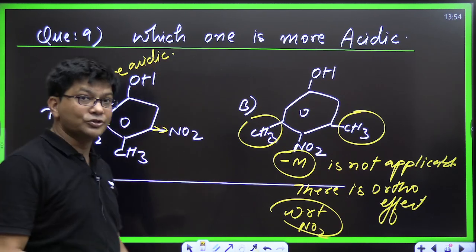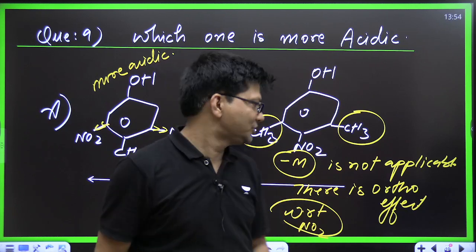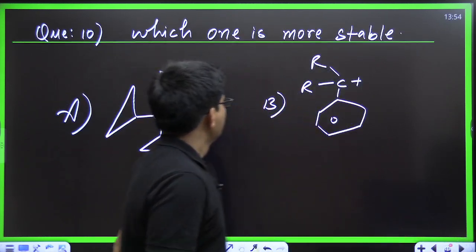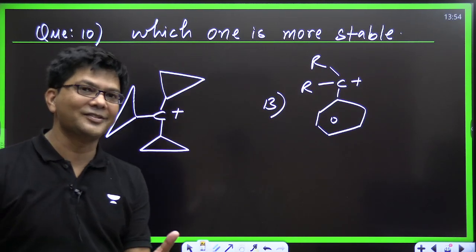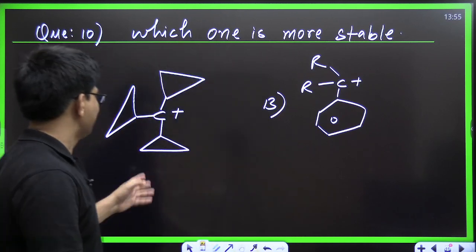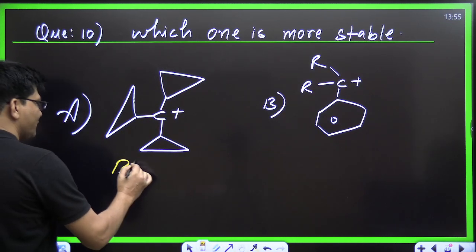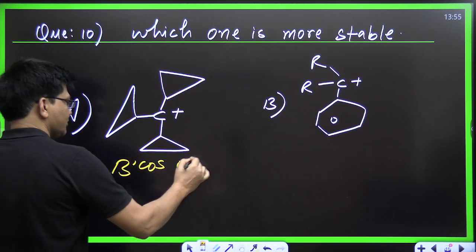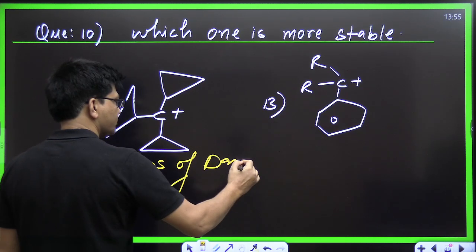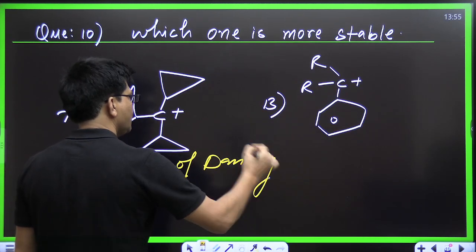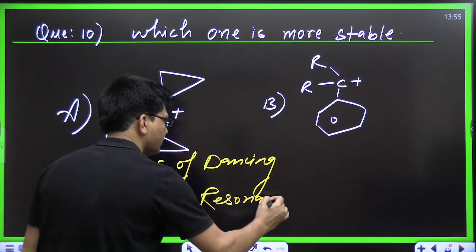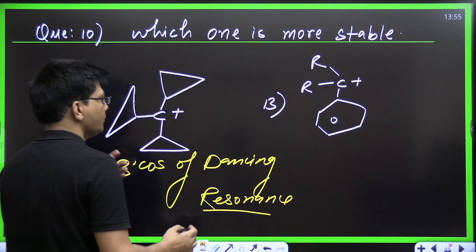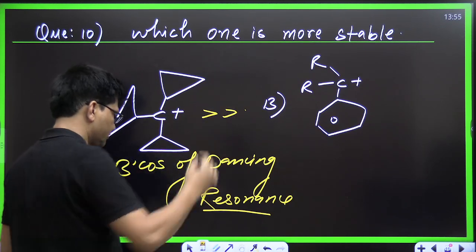Now, the last question, but not the least. Which one is more stable? So, kids, find out the answer. Let me tell you, this is the answer because of dancing resonance. Those who know dancing resonance can easily do this question. Otherwise, those who haven't heard about dancing resonance won't be able to do this question.